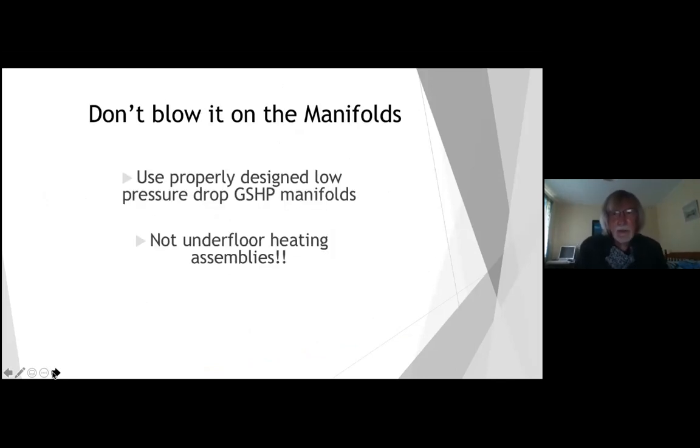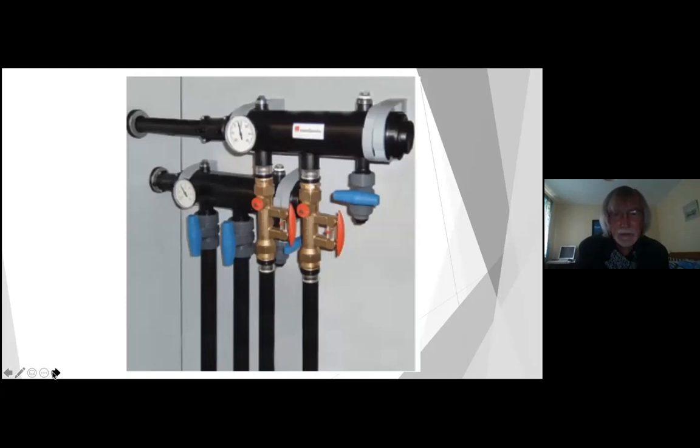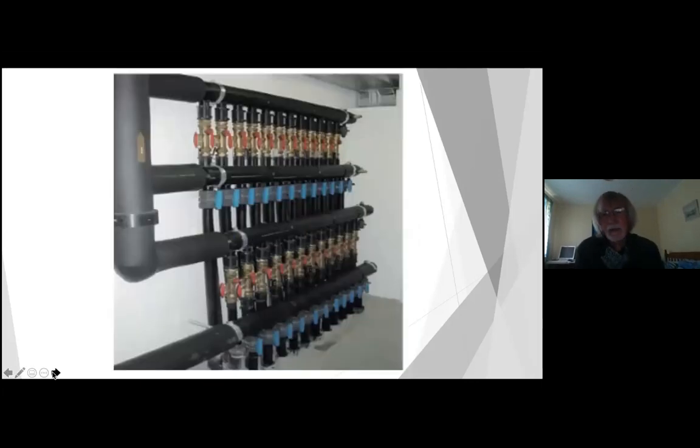Another area, as well as not blowing it on the headers, don't blow it on the manifold. So you want to be using properly designed ground loop manifolds. In the past, we have tripped in, it's not an issue. The pressure drops in those headers for underfloor heating are not a big deal. Pressure drops in manifolds for big ground loop systems, or even small ones, are bad news. So this is, sorry, a slightly out of focus picture of a domestic one. And when you get to the bigger ones, these are the sorts of things you need to be looking at and using to make sure that you haven't got an unholy pressure drop in these manifolds.